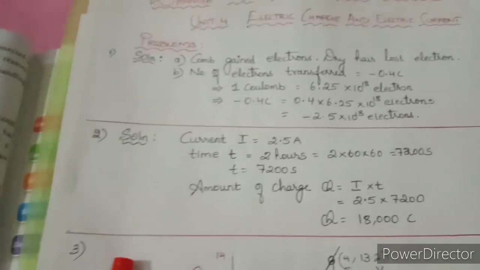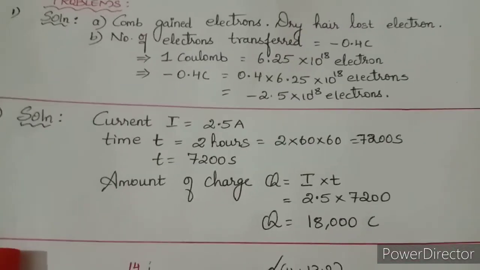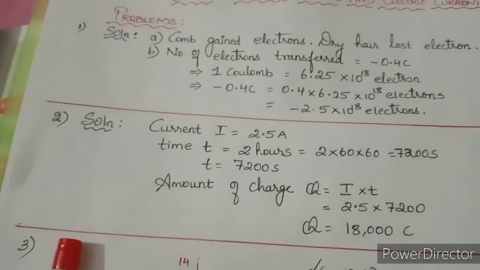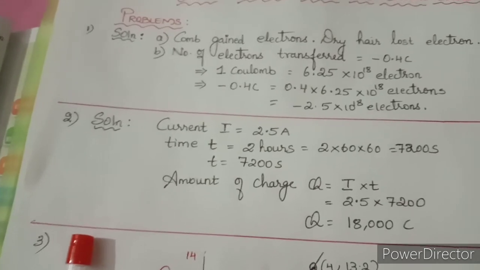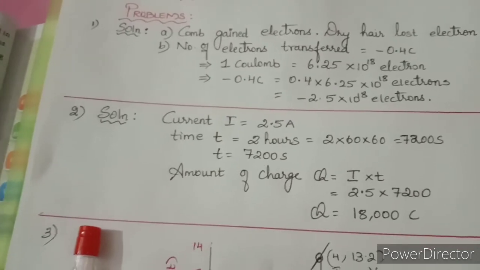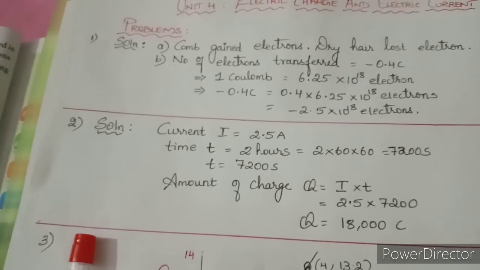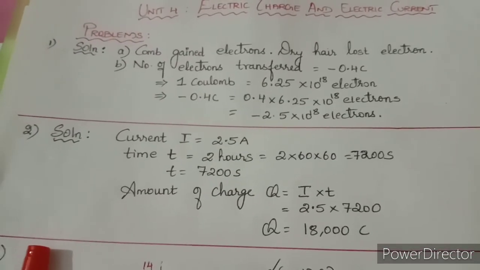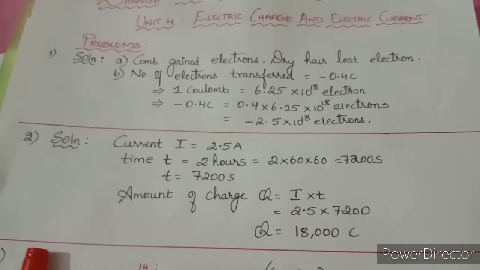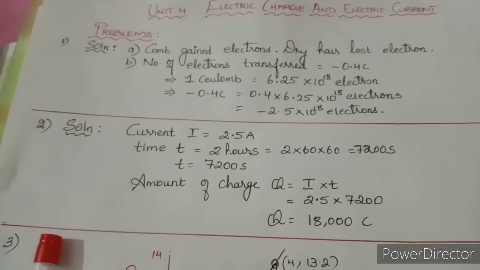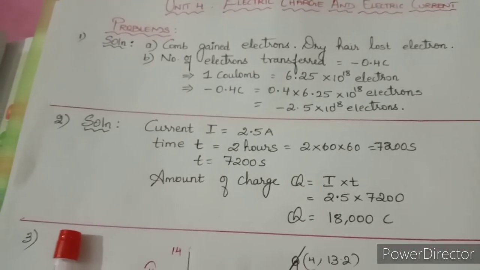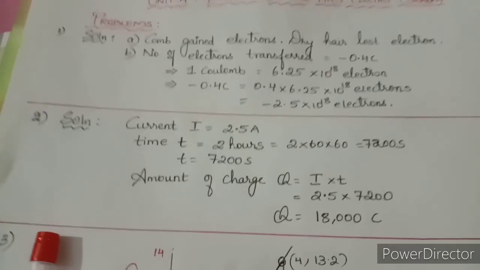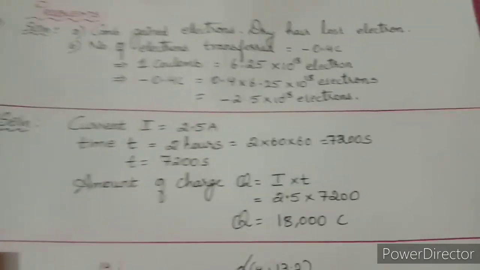Okay. So now the solution for the second problem. The problem is: calculate the amount of charge that would flow in 2 hours through an element of an electric bulb drawing a current of 2.5 amps. So you are going to find the value of Q. You are given the value of time T, which is 2 hours, and the other value given is current, I, which is equal to 2.5 amps. Time and I values are given, and you are going to find the value of charge.